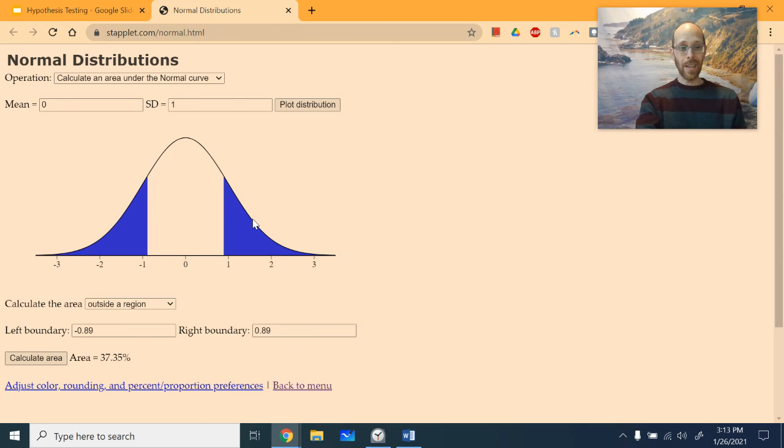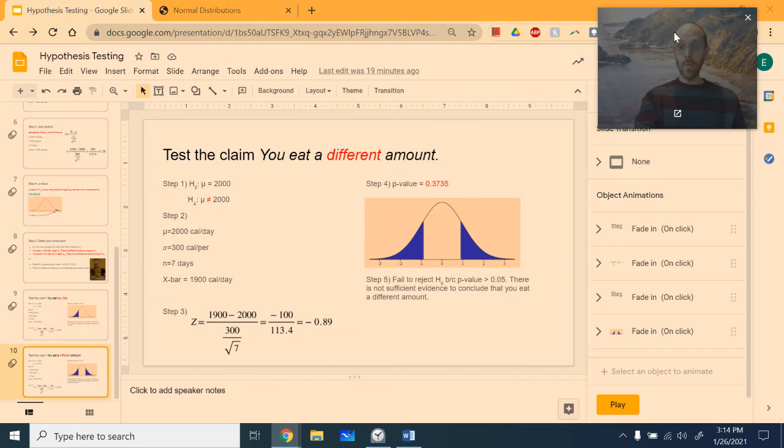One way that you could find this would be just to find the probability that we found before and double it to get the one over here. The idea is that since we came into the test not really having a sense of whether you should be above or below, whatever score we get, we test the probability of getting on either side. So this one and this one. This would give us a probability of 37.35%.